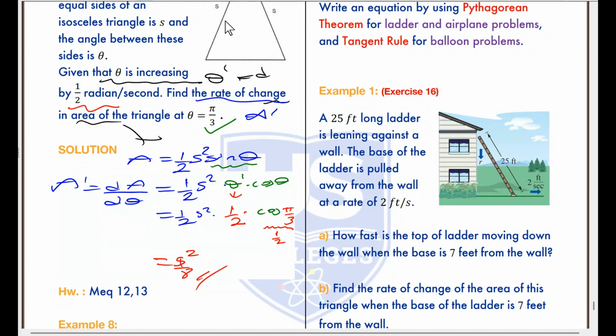So keep in mind that s is not a variable, it's a constant number. If it is given, you substitute the value. If it is not, you just keep it as s. Do not take its derivative. Just take the derivative of the sine with respect to theta, because we are looking for the rate of change in area when theta is changing. Here in this question, theta is increasing. What happens to the area when theta is increasing? So we are differentiating with respect to theta, so s is just a constant number.